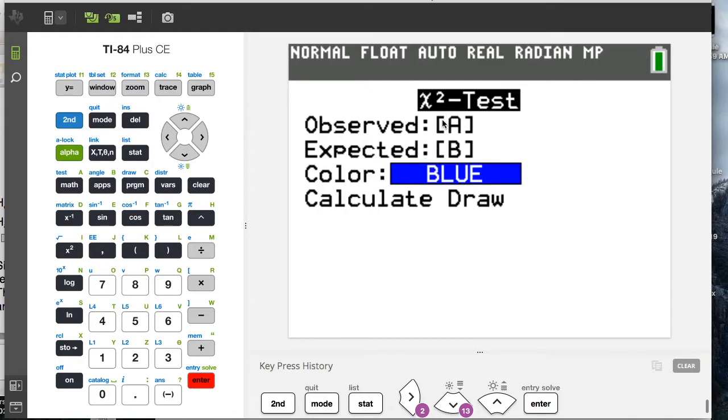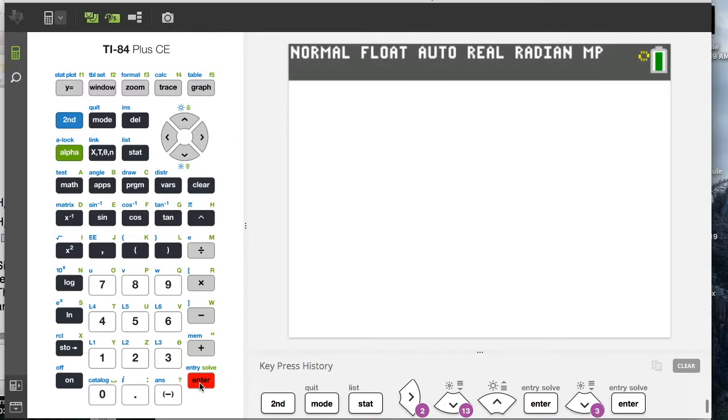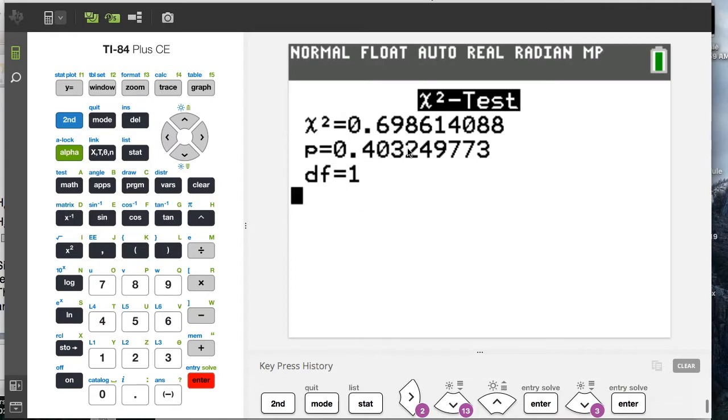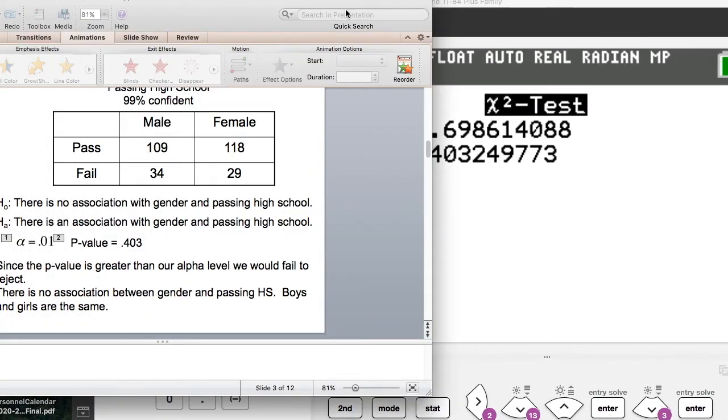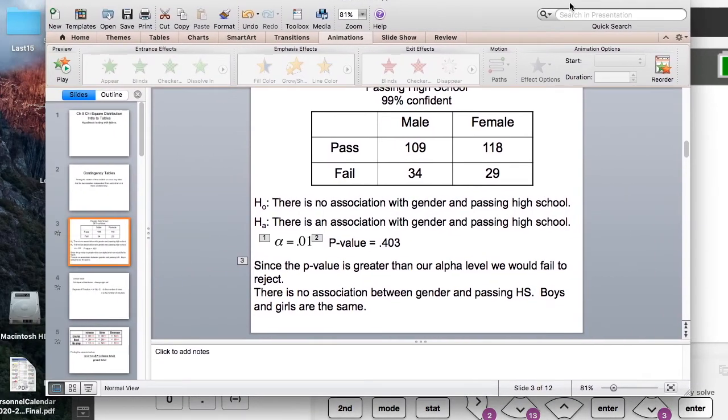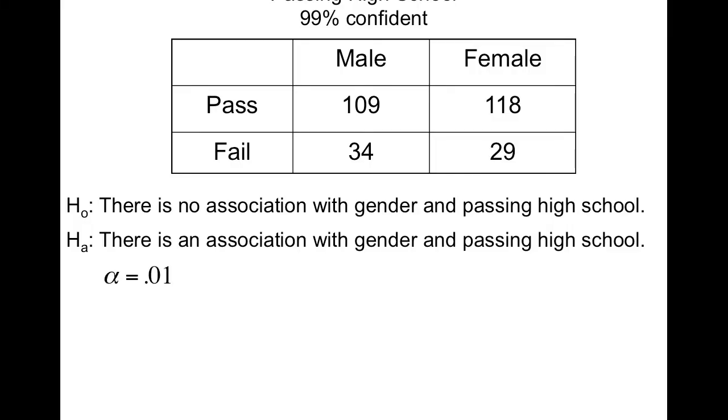Hit enter. Matrix A, matrix B. We need to have those typed in. So we have matrix A in the observed. Go down to calculate. And 0.403, the p-value is an important value we're getting here. So that's going to be our p-value. Let me go back to the example. So we had our alpha level of 0.01. Now we have our p-value of 0.403.